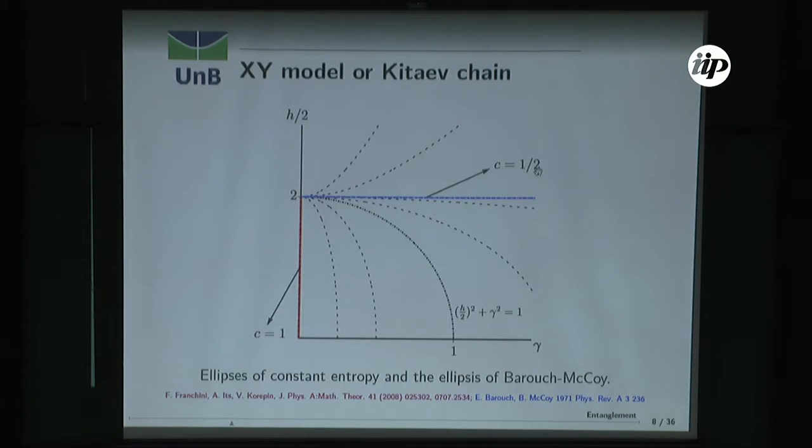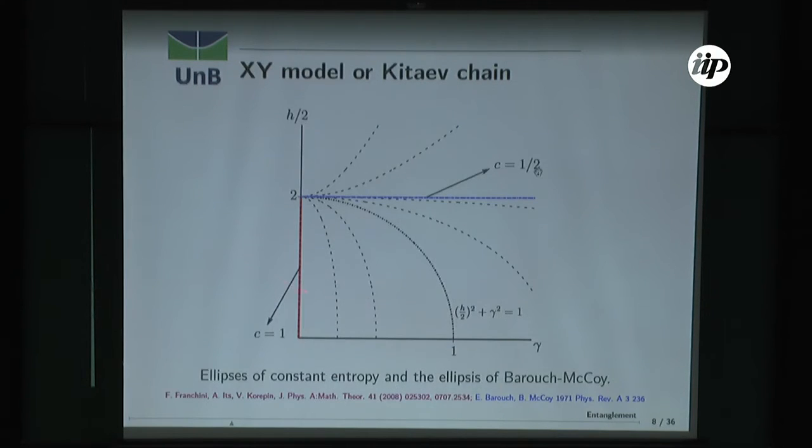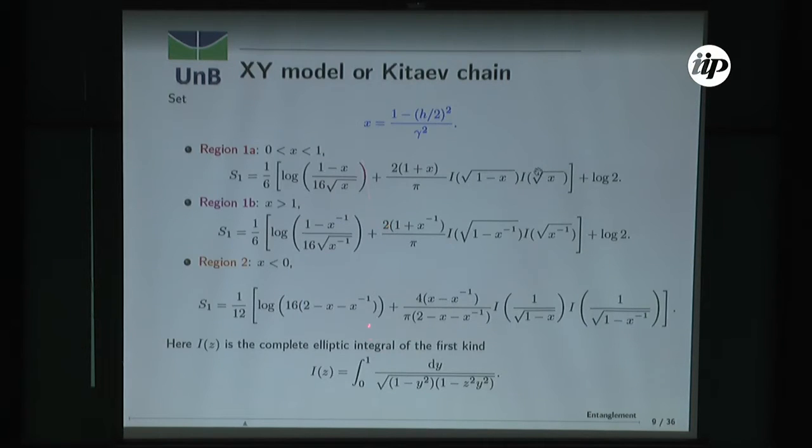Okay, this diagram is with the entropy, a construction of each Gini correctly. And here are the formulas. So I have here this region below this ellipse of Baruch-McCoy is the region 1b, here is 1a, and here is region 2, which was missing, right? And here are the complete formulas, and they depend on this elliptic integral defined here. And there is this cross ratio, and I define everything in terms of these cross ratios. So these are the formulas.